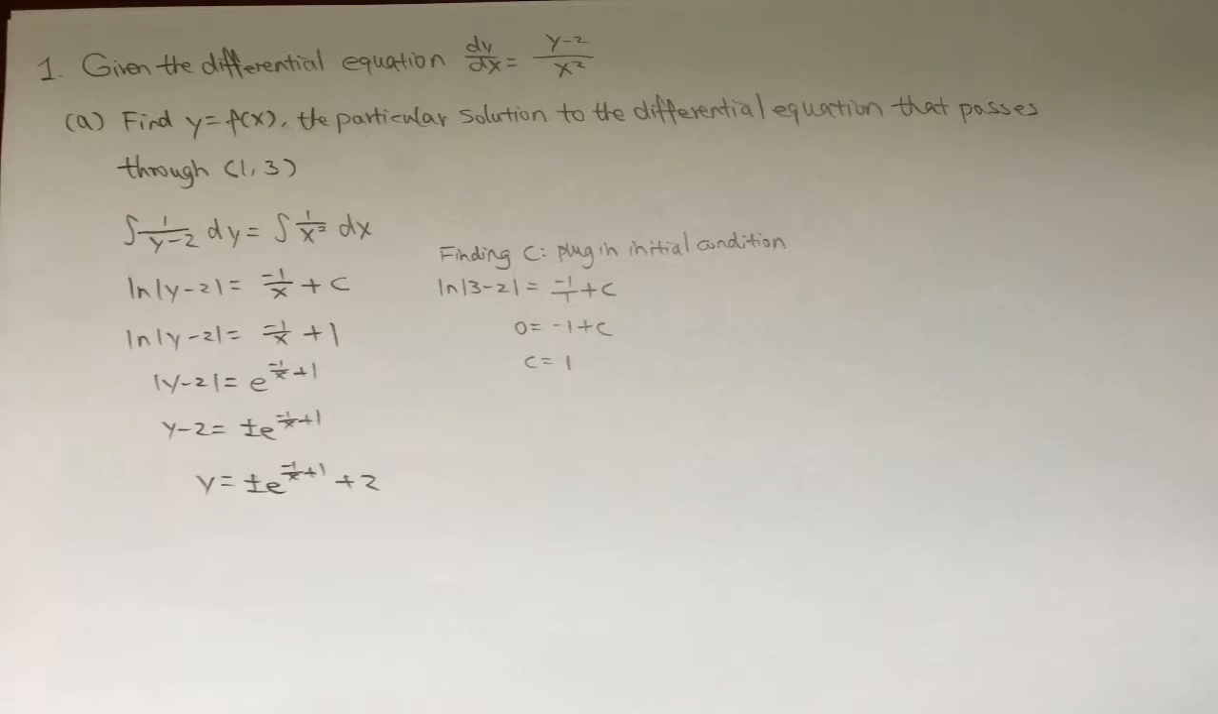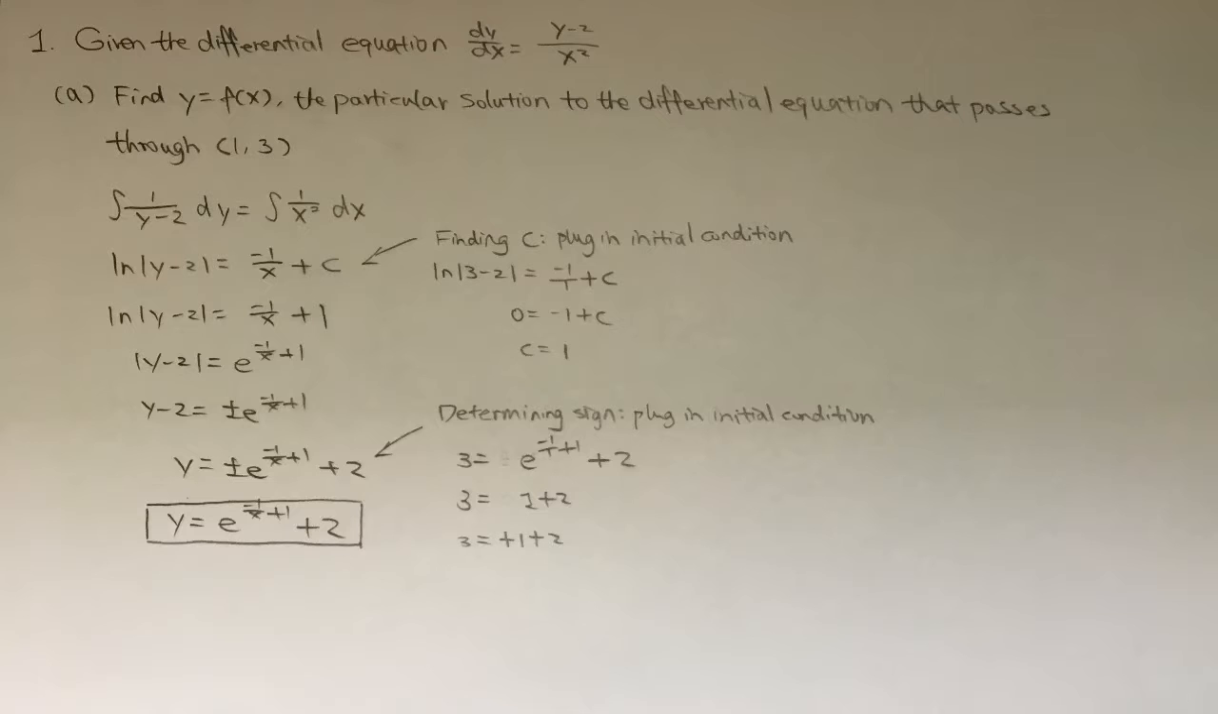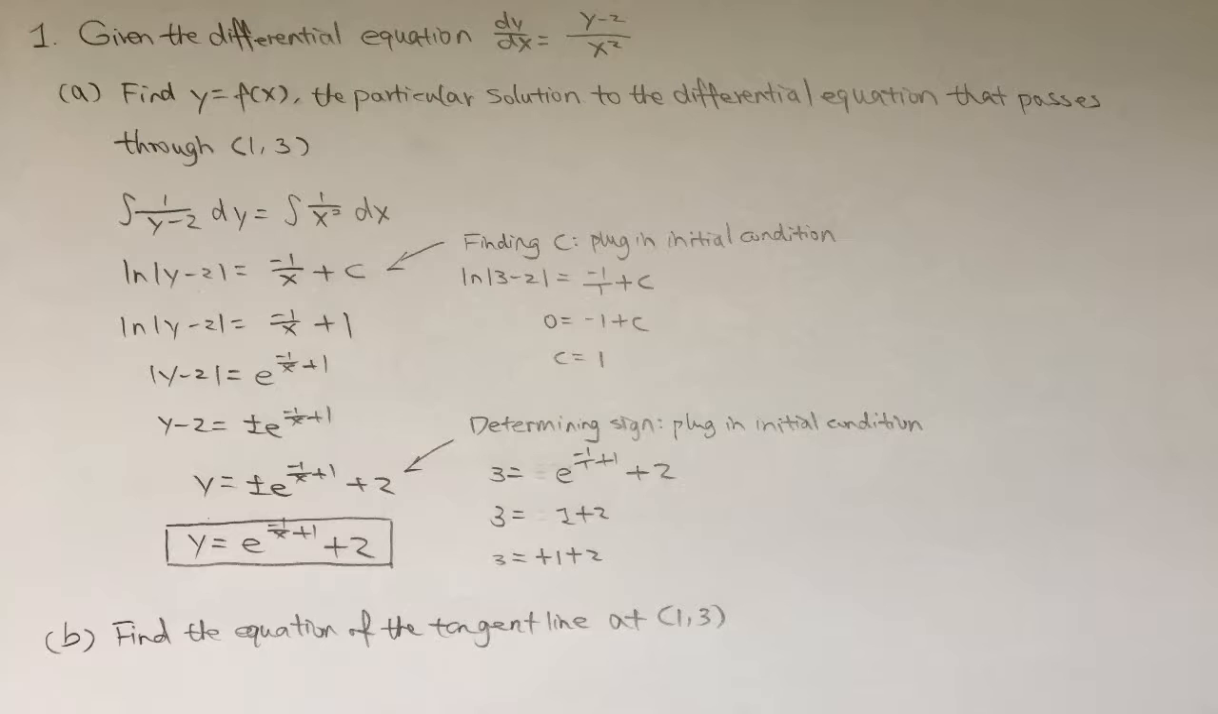In this case, we're going to plug in the initial condition (1, 3) into the expression again and determine the sign. Plugging in the initial condition gives us that 3 = ± e^(-1/1 + 1) + 2. This expression holds true when the sign is positive. So in the final answer, we're only going to write y = positive e^(-1/x + 1) + 2.